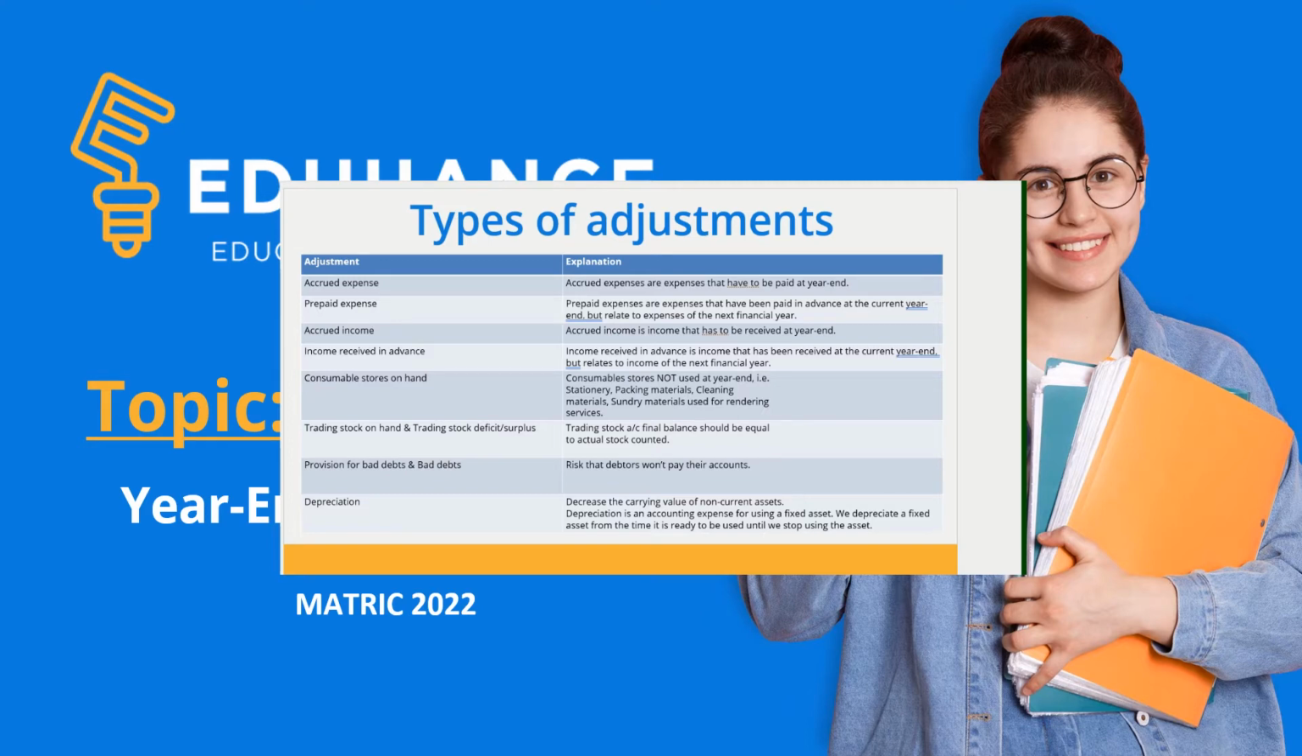Accrued income is income that has to be received at year end. So this is where you've provided the service, but you have not yet received the income from the client.